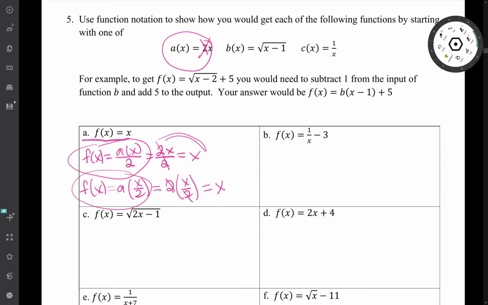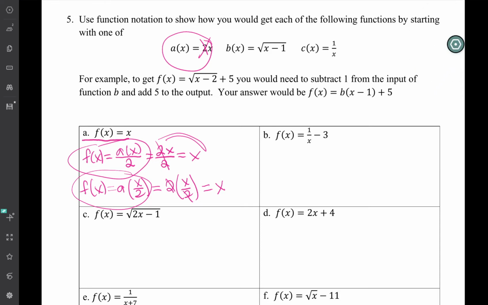Okay, so for part B, I'm going to switch colors around so it's easier to keep track of what's what. Same thing to start with. Which function is it closest to? And I would say it's closest to c of x. And then again, the question is, what do I have to do to c of x to get a minus 3 out at the end?